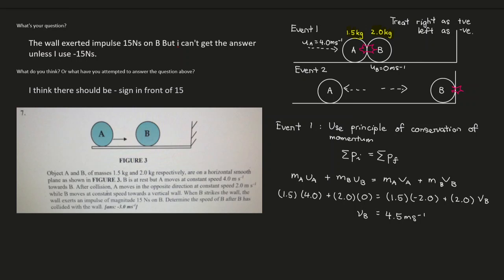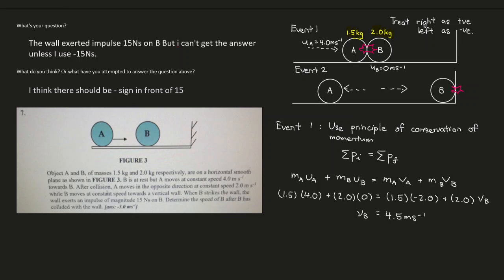After collision, so this is the first event, there's a collision that happens. A moves in the opposite direction. So before that, let's say it's moving to the right, then now it's moving to the left, in the opposite direction, at a constant speed of 2 meters per second.